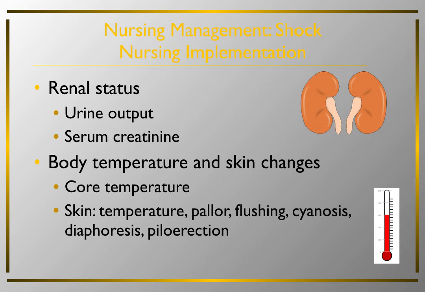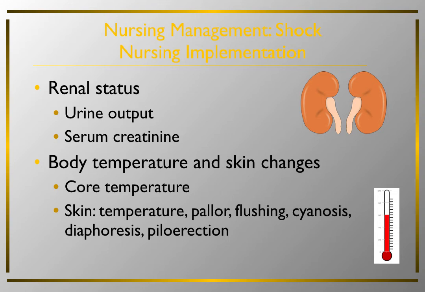Urine output of less than 0.5 milliliters per kilogram per hour may indicate inadequate perfusion of the kidneys. Also use trends in serum creatinine values to assess renal function. So of course, if you see those climbing every day, that's not good.